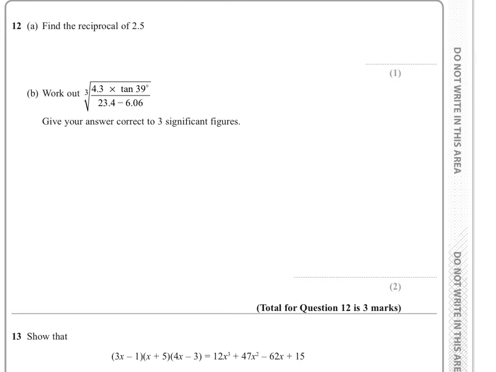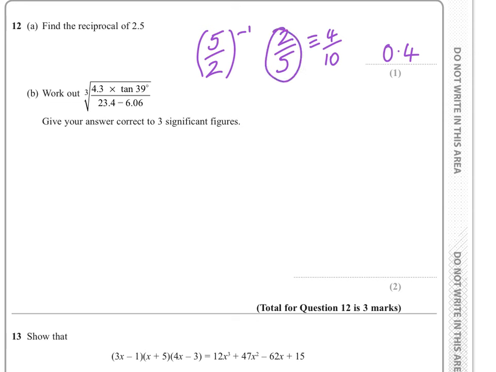Question 12. Part A, it says find the reciprocal of 2.5. Well, if you write 2.5 as a fraction, when we want the reciprocal of something, we do it to the power minus 1, i.e. we flip it upside down if we have a fraction. So 5 halves to the power minus 1, or the reciprocal, is just going to be 2/5. And if you want it to be a decimal, then you can say 2/5 is the same as 4/10, which is 0.4. But if you wrote 2/5, that would be fine also.